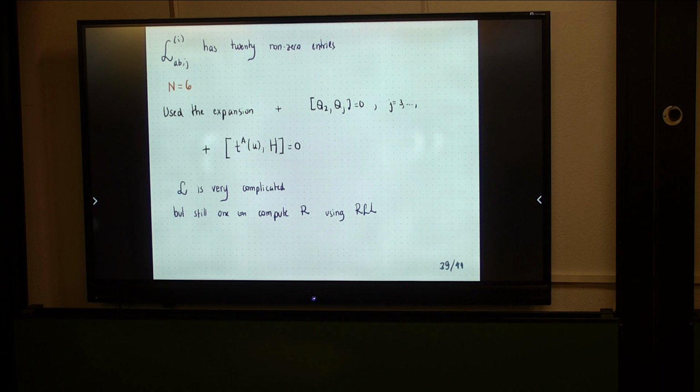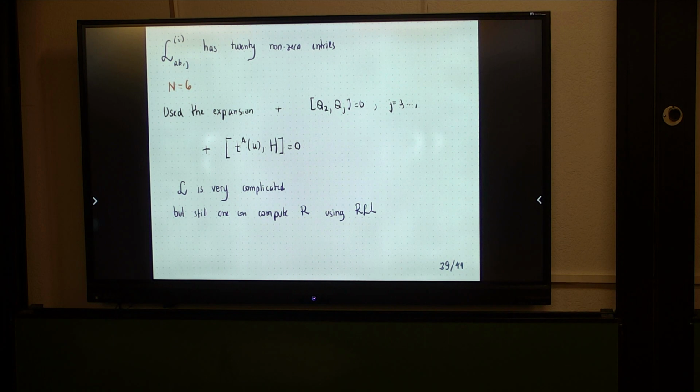It has 20 non-zero entries. And then we use this expansion. We applied the method for a bit to find the commutation with the first few charges. And then we did the trick of commuting the transfer matrix with the Hamiltonian, and we found the Lax. I will not show it. It's in the appendix of the paper because it looks very ugly, the general version. And the R matrix looks honestly even worse.